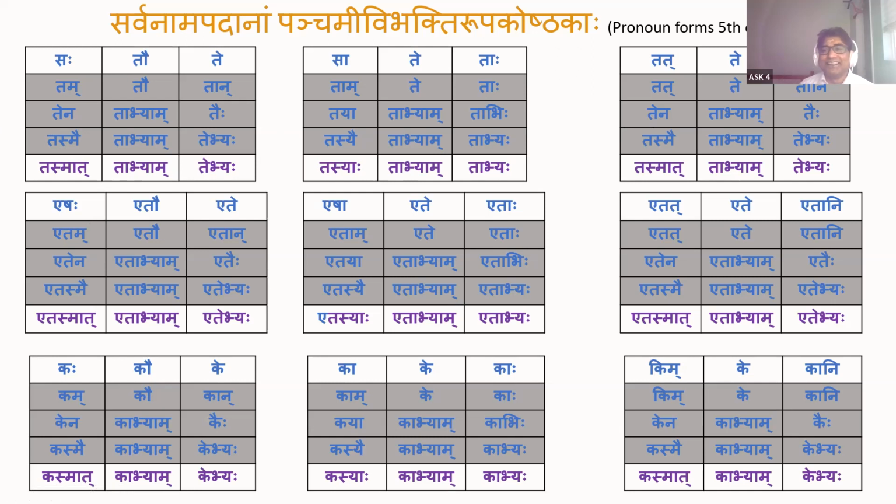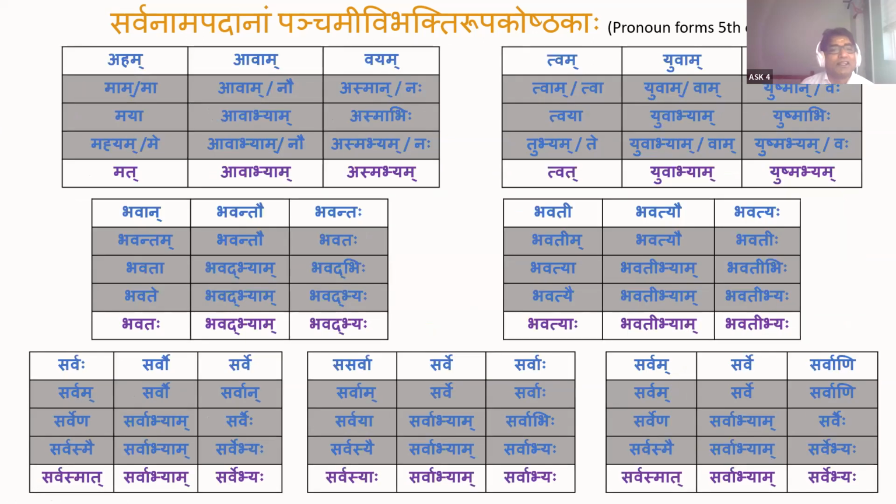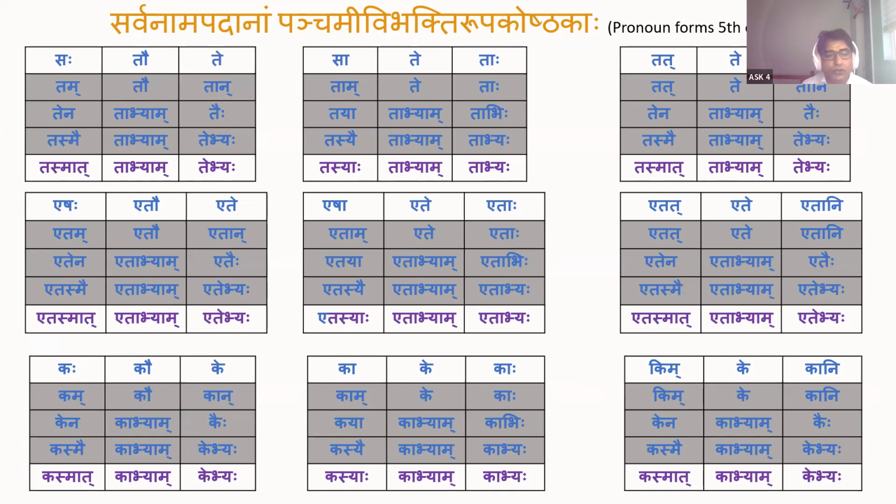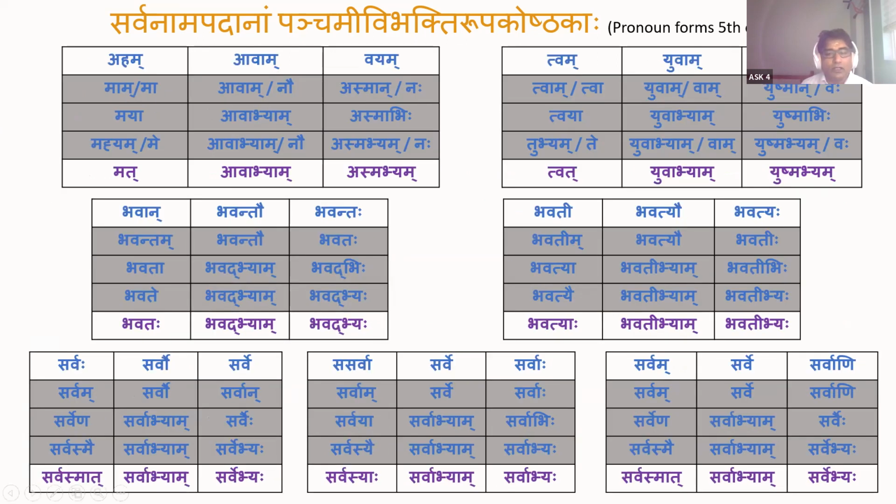Looks simple. Okay, then Bhavan, Bhavanto, all these things are commonly needed to know. So I have added. Aham you need to know, Tvam you need to know. Then Sarva. Sarva is exactly like what? Saha. So it's exactly like Saha. You don't need to think about it. This also is like that. It's like Sa. This is like Tat.